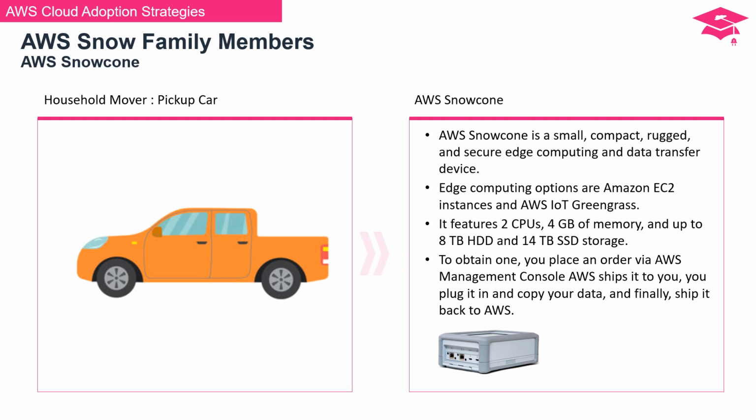To get one for yourself, simply place an order through the AWS Management Console. AWS will ship it to you, you plug it in and copy your data, and once you're done, ship it back to AWS.